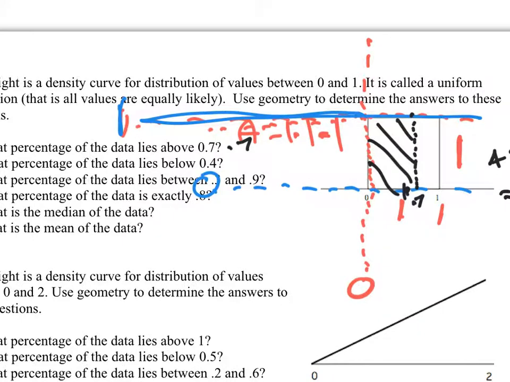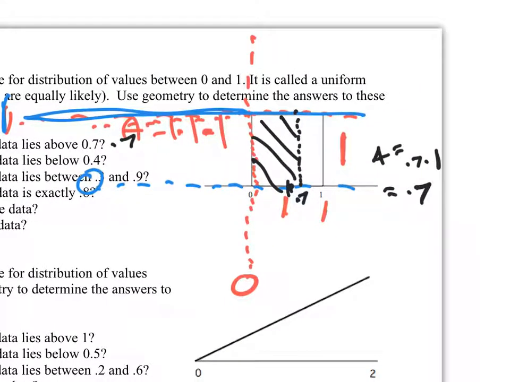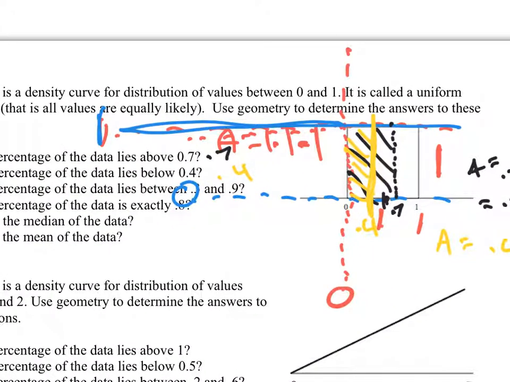What percent of the data lies below 0.4? Well, I have to find 0.4. 0.4 has to be less than 0.7, less than this 0.5, so it has to be somewhere in there. So I want the area of the yellow rectangle. We know we went all the way to 0.4, and we know the height is still 1, isn't it? So what's that area? 0.4 times 1. So that answer is 0.4. All right, now let me get rid of this, it's in my way.